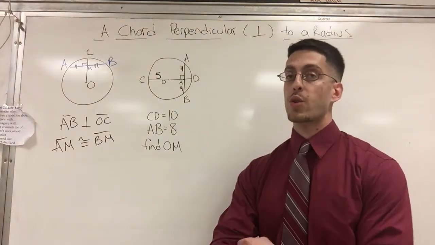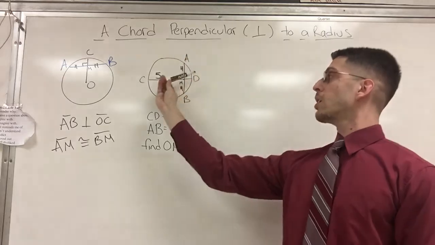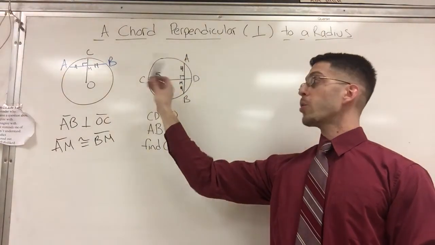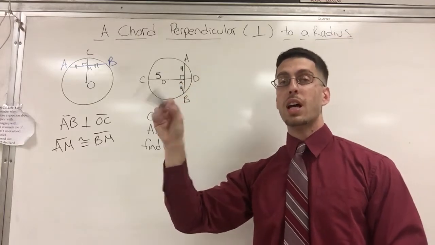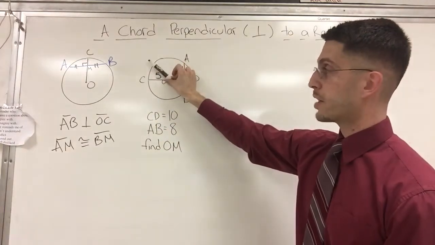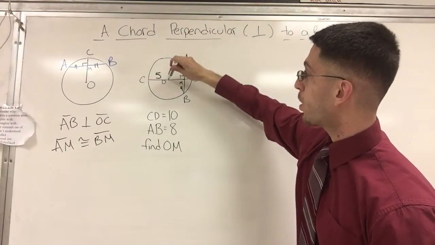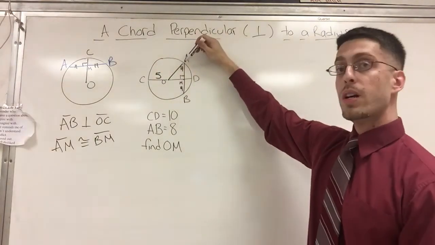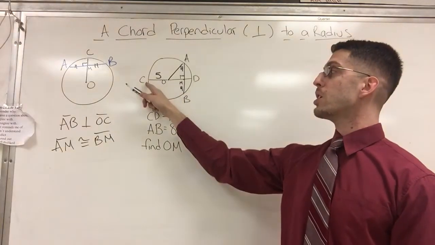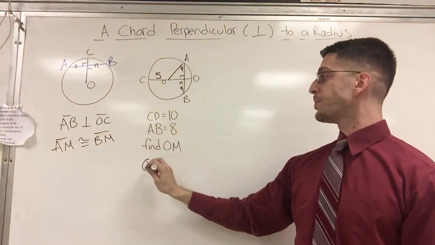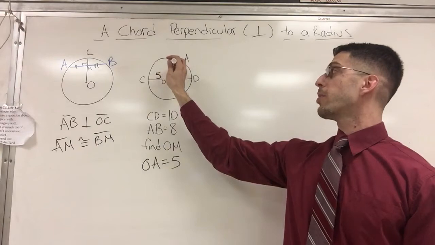And here's the trick that you have to recognize. If OC is 5, OC is a radius, OD is 5. But guess what? A radius can spin around like the hand on a clock. So this radius can go anywhere. There's a radius, there's another radius, there's a radius, there's a radius. If I connect O to A, that's a radius. If I connect O to B, that's a radius. So if OC is 5, that means OA is 5. So I'm going to put a 5 here.